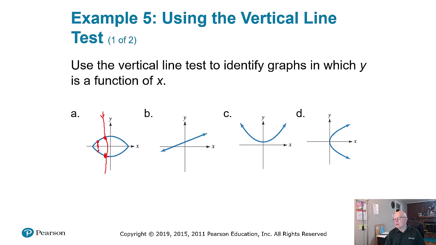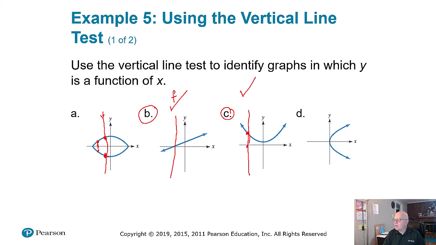On the second one, part B, you can draw a vertical line wherever you want. It's only going to cross that line once, so this one checks out as a function. Next one. Well, this is curved. It's not like the last one, but again, draw any vertical line or pick any x, and there's only one y that goes along with that x. So this is also a function.